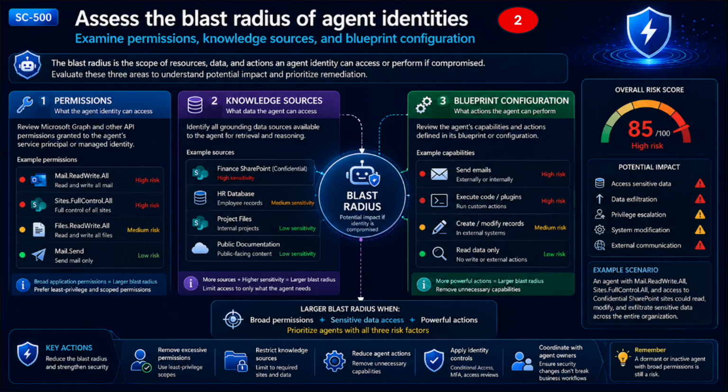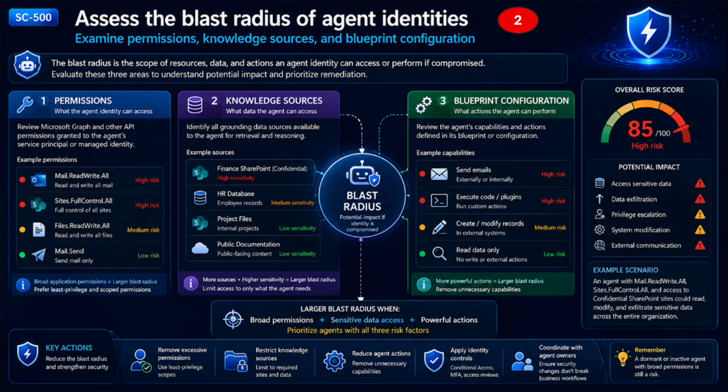So broad application permissions equals larger blast radius. That's the bottom line. So obviously, you should, whenever possible, use least privilege and scope permissions to the narrowest possible scope. Zero trust least privilege permission is really prevalent when it comes to this.